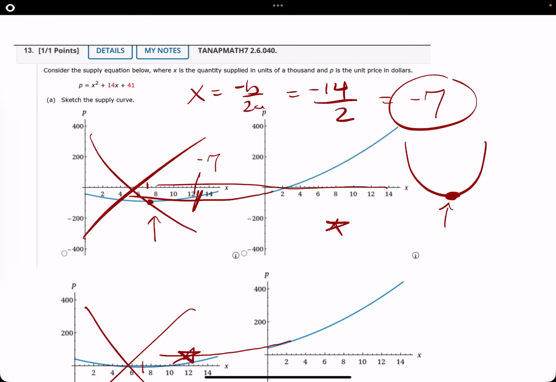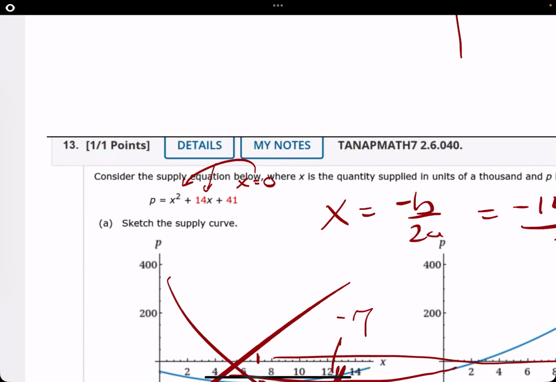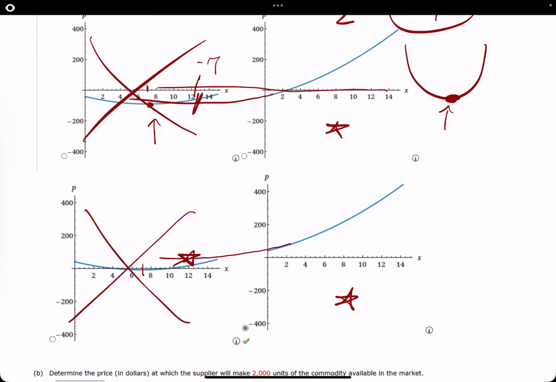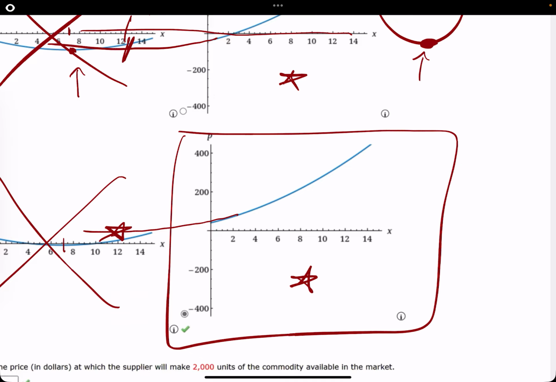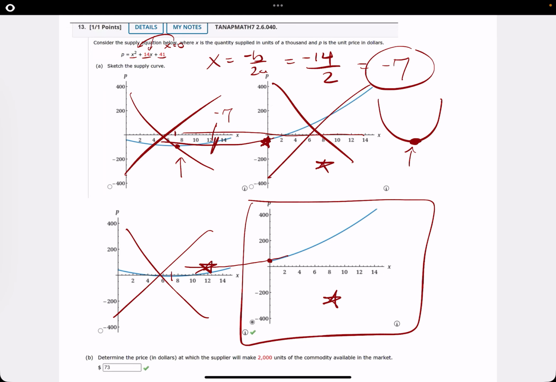And then let's think y-intercept in this case. For an x-intercept, we set y equal to 0. For a y-intercept, we'll set x equal to 0. In other words, plug in 0 in place of the x's. So p for x equals 0 is equal to 0 plus 0 plus 41. So it's just 41. 41 should be the y-intercept of the correct graph. So that's why this one's our answer, because this graph has a negative y-intercept. And so we can't have that as our answer. So find the vertex, find the y-intercept. That's the approach.